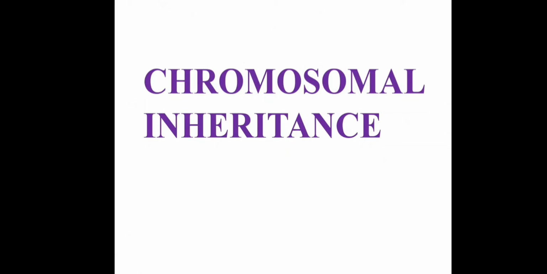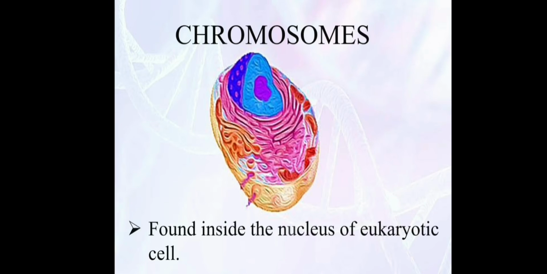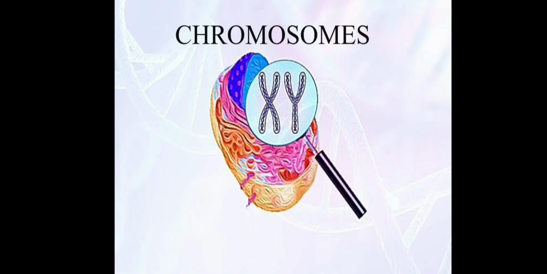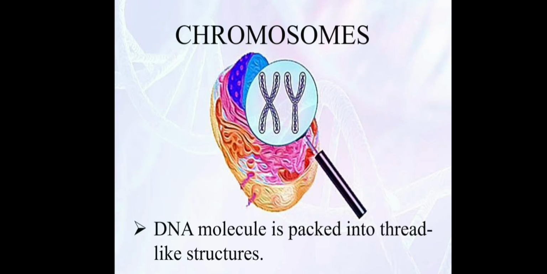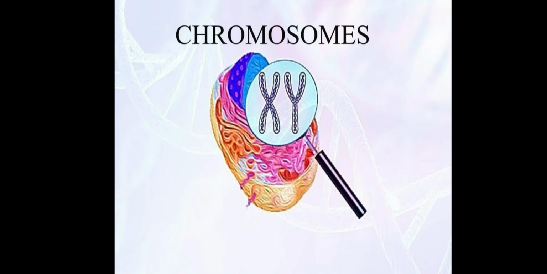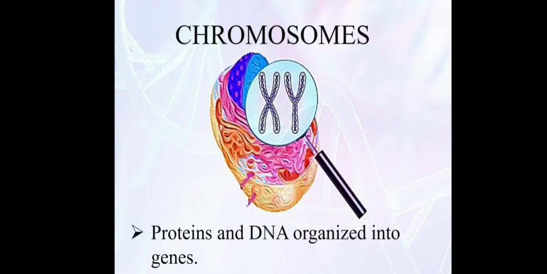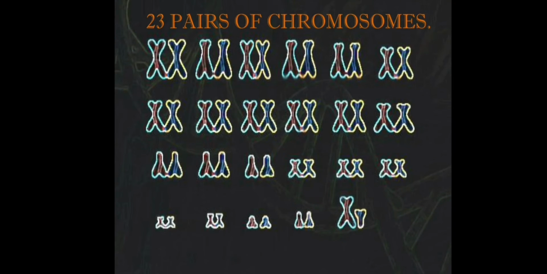Chromosomal Inheritance. Chromosomes. A chromosome is a structure found inside the nucleus of the eukaryotic cell. The DNA molecule is packed into thread-like structures called chromosomes. A chromosome is made up of proteins and DNA organized into genes. Each eukaryotic cell normally contains 23 pairs of chromosomes.